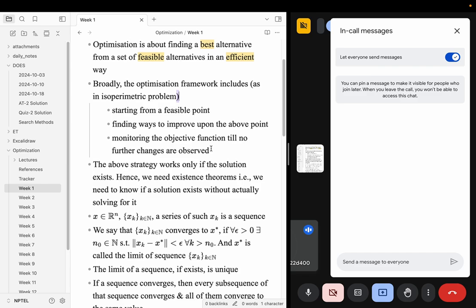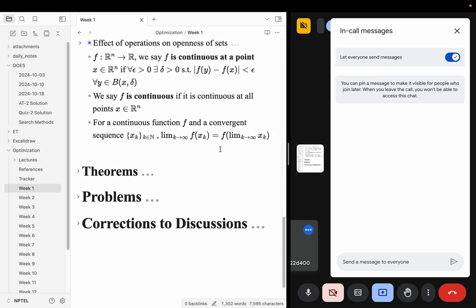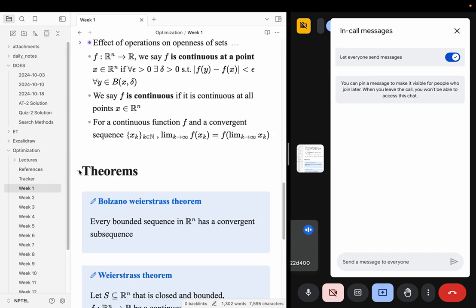This is the same strategy that has been used throughout the other methods as well, even in interior point methods or cutting plane method or anything that we have discussed after that, Lagrange multipliers or any update that we do. We start from somewhere and keep improving the point till no further changes are observed. This is the same thing that has been used throughout the course. And then we discussed some theorems on this particular optimization.